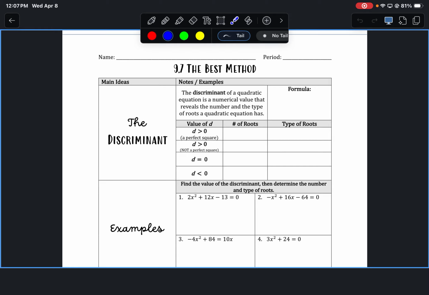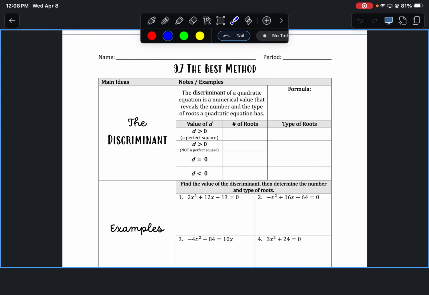Okay, we're going to go ahead and look at number 2. Is 2 in standard form? Yes, because it's set up: we have ax squared plus bx plus c equals 0. So what is our a term here? What is our b term? What is our c term? Okay, so we are good to set this up.